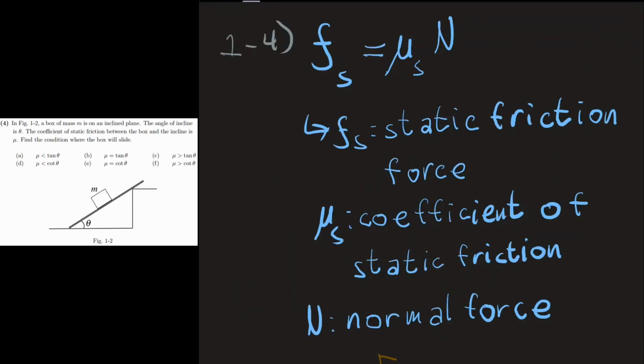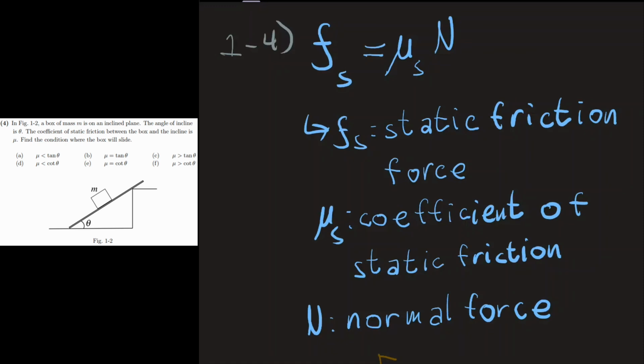So next is question 4, which says, in figure 1-2, a box of mass M is on an inclined plane. The angle of incline is theta. The coefficient of static friction between the box and the incline is mu. Find the condition where the box will slide.